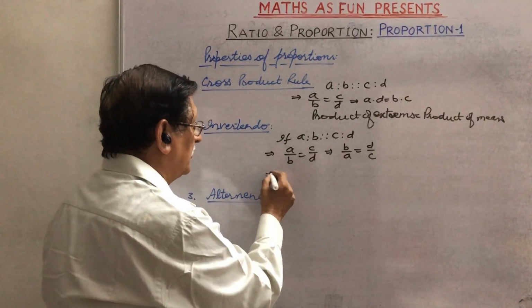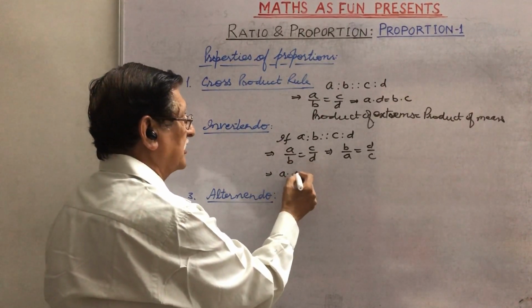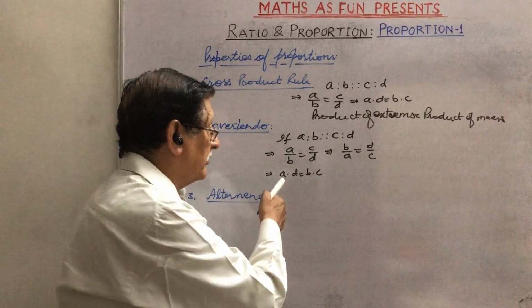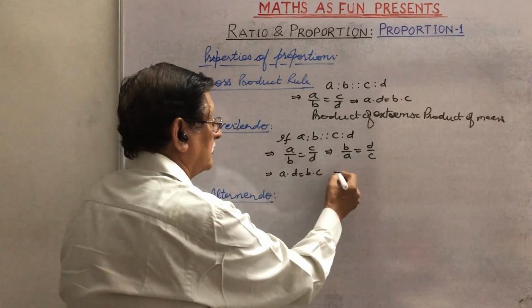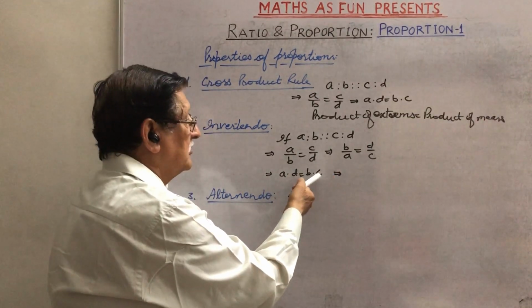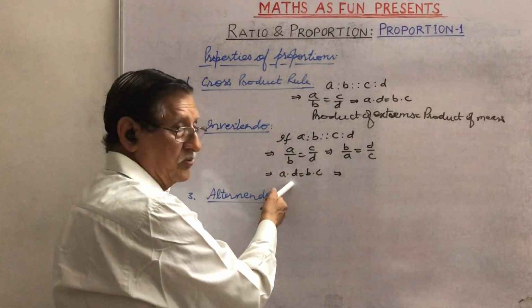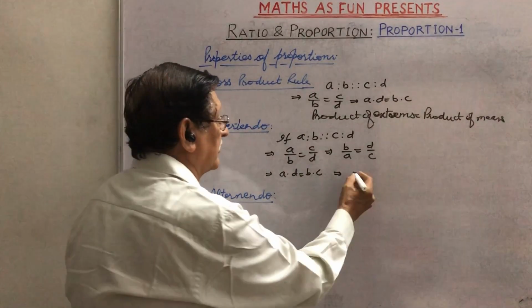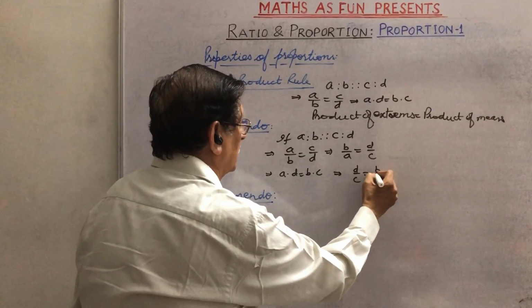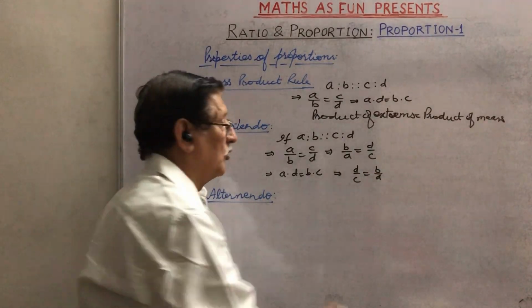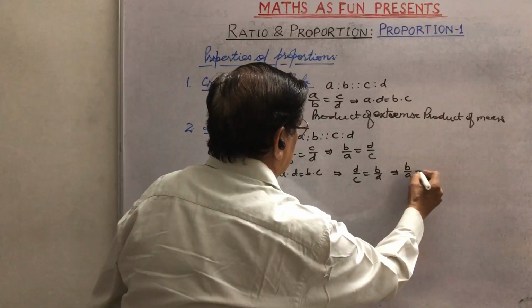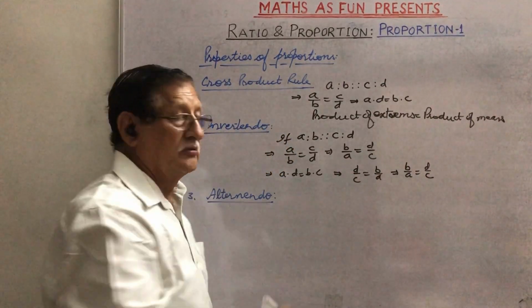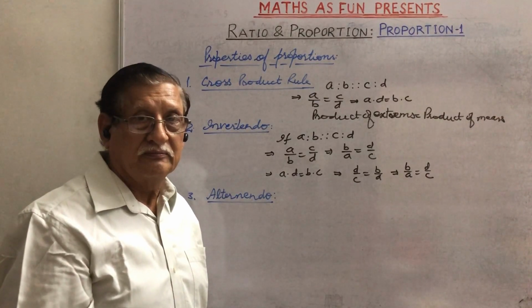See, from here by cross multiplication we can say A into D is equal to B into C. And here if we write this as C, we bring on this side by transposition, and A we transpose this side. Do we get here D upon C is equal to B upon A? Or we can say B upon A is equal to D upon C. This is the proof of the invertendo.